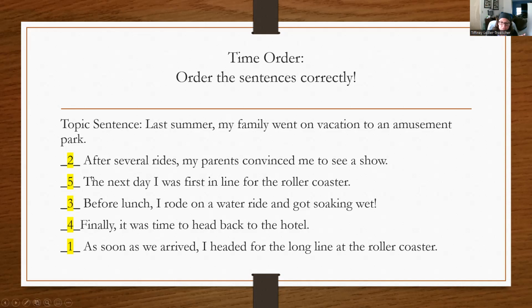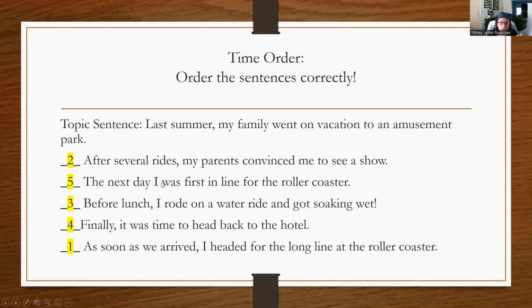Well, he's using this transition here, after several rides. And we know that this sentence was about the first ride, the roller coaster. So that's how we know that this one comes next. So as soon as we arrived, I headed for the long line at the roller coaster. After several rides, my parents convinced me to see a show. Not to mention the fact that it's probably less likely they would try to make him go see a show if he was already soaking wet from the water ride. Maybe he dried out at lunch. I don't know.